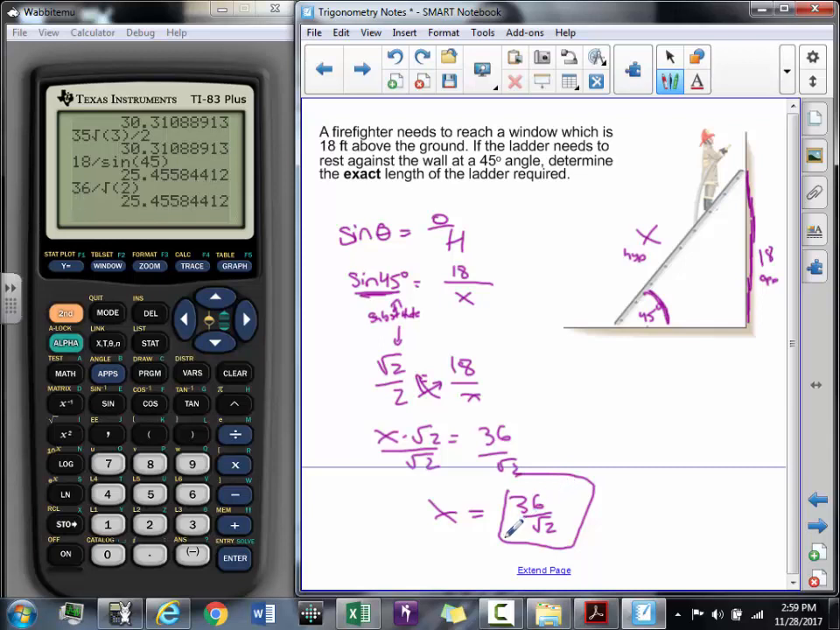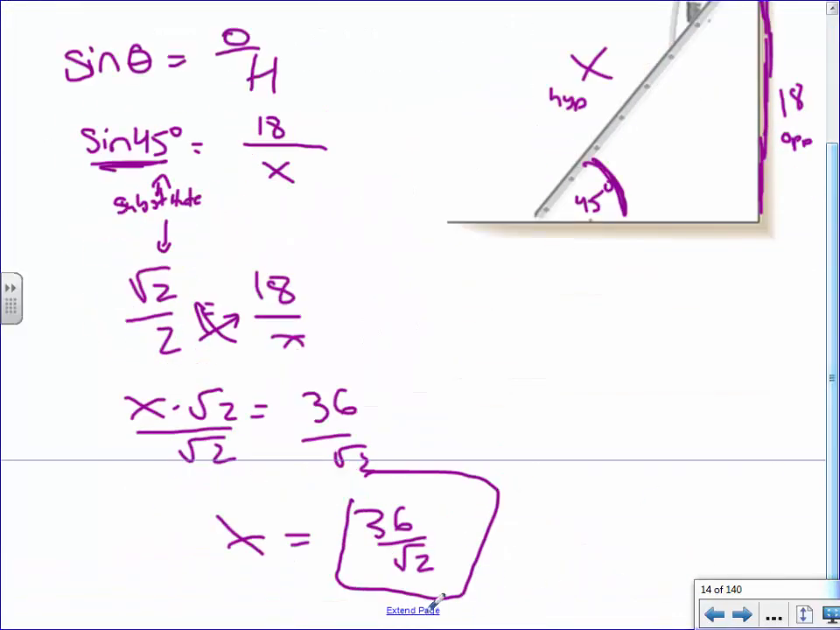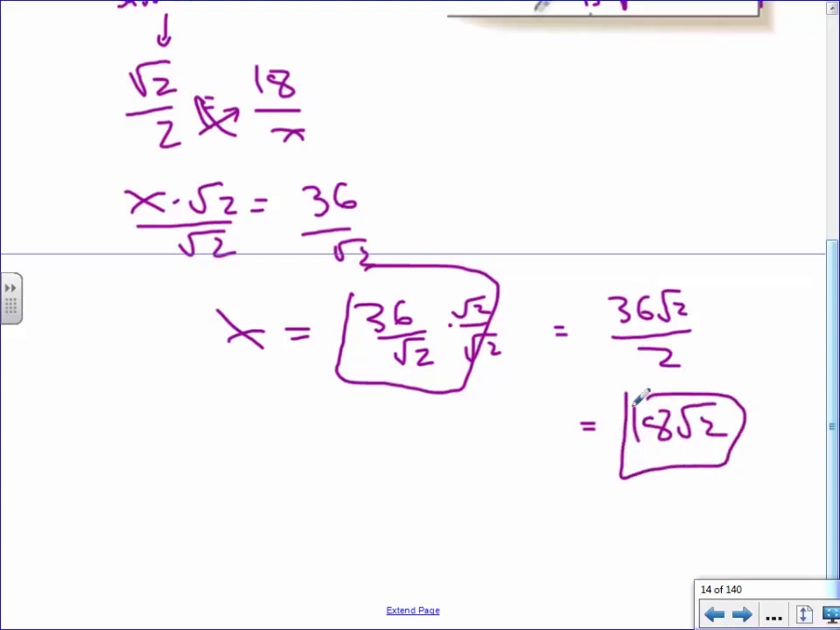Josh, are you a step ahead of me? What are you suggesting here? Yeah, you probably would rationalize this too. So you times by root 2 over root 2. And what it would give you then is 36 root 2. And then root 2 times root 2 literally is 2. And then 36 and 2 divides to give you 18 root 2. And this is probably the best answer. But now we have an exact value.